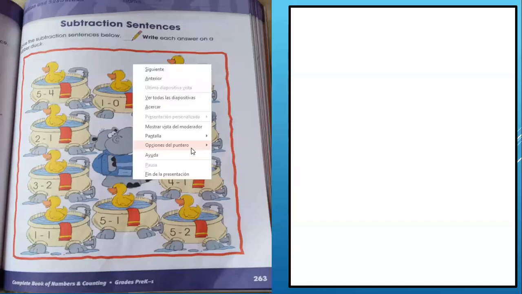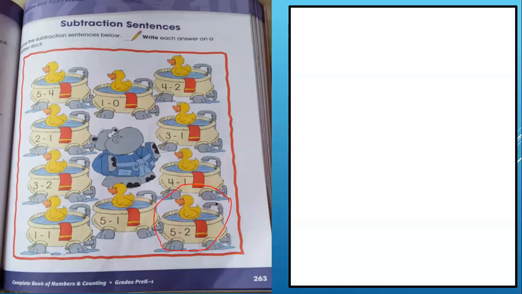Okay, let's continue with the last one. This one. Two is equal to... so you can draw stars. One, two, three, four, and five. Can you tell me how many stars we have to take away? Two, that's right. So with the eraser, I'm going to erase two stars, one and two. How many leaves? Three. Three is the answer.